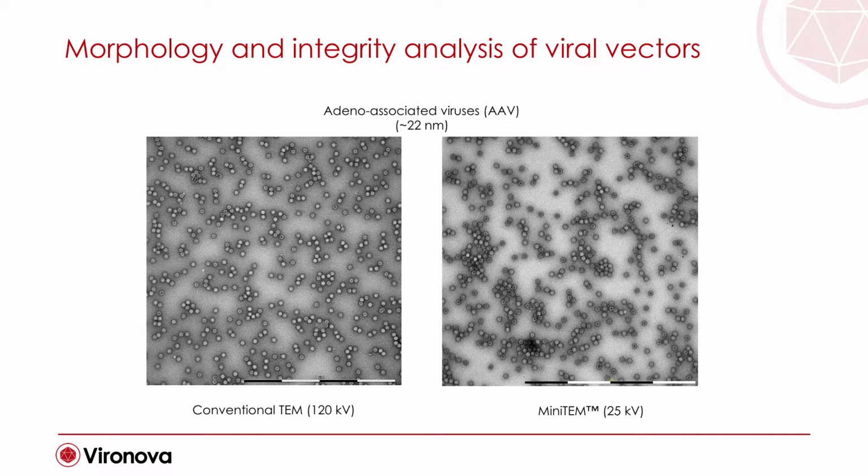This slide shows a comparative study that was done for a sample containing adeno-associated viruses, so AAVs. The idea of this study was to compare the difference between a conventional TEM microscope and a MiniTEM. As you can see on this image, when it comes to particle characterization, both techniques are giving good results. In both cases, whether with the MiniTEM or with the conventional TEM, you can clearly distinguish each individual particle.